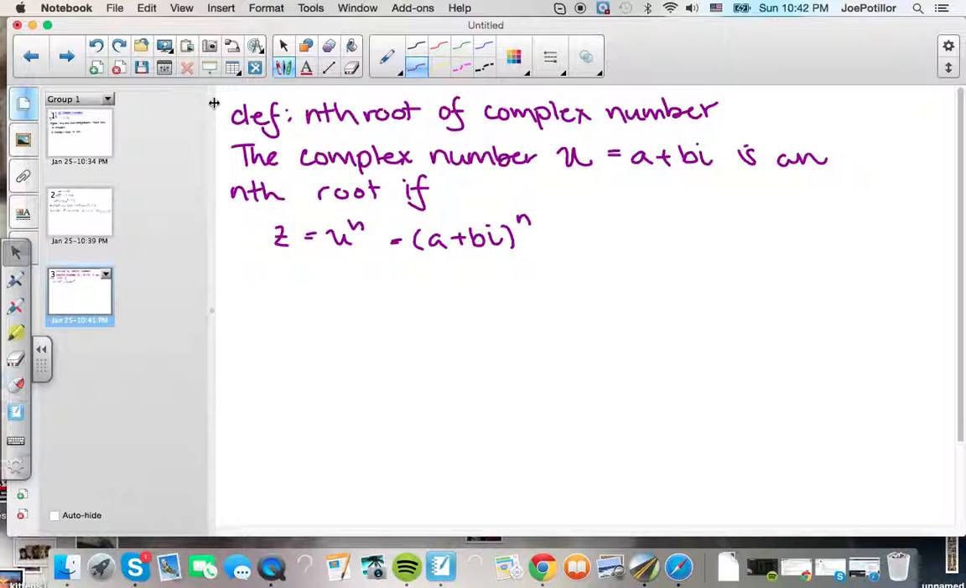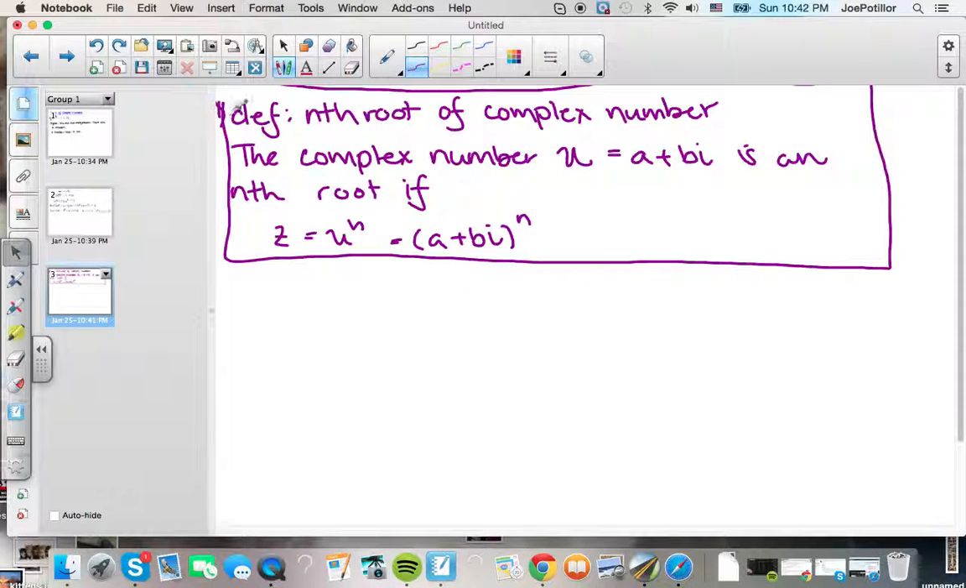That's ugly, and it looks kind of fancy, but this is the formal definition. Let's translate that into English. If I can take that number and raise it to whatever power, then it is an nth root.